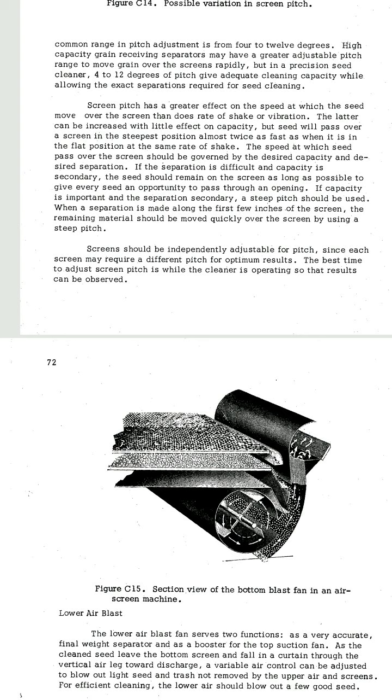Okay, so these are important adjustments in an air screen machine: screen selection, rate of feed, then upper air suction, lower air blast, and also screen pitch.